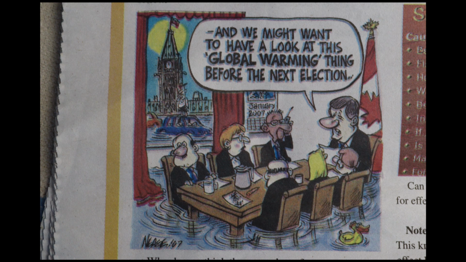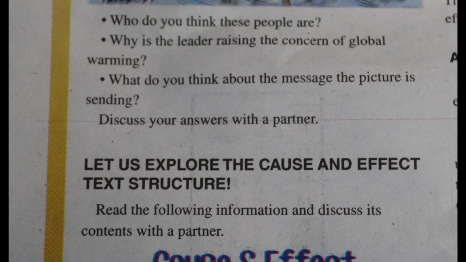Let's say one party says global warming is foolishness, we don't believe it. And another party says, listen, we need to start taking steps to cut back on the amount of carbon dioxide that we release into the atmosphere, because we believe, based on scientific evidence, that would lead to increases in carbon dioxide and the greenhouse effect that causes global warming. Then the people might say, boy, I really think that this party here has a better position than saying it does not exist. Let's explore the cause and effect text structure.